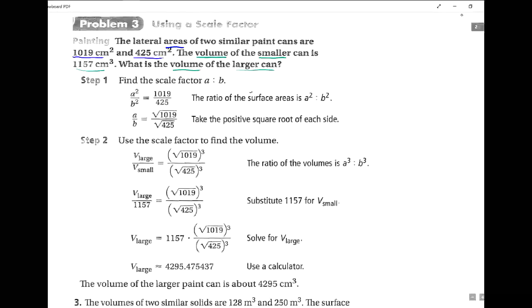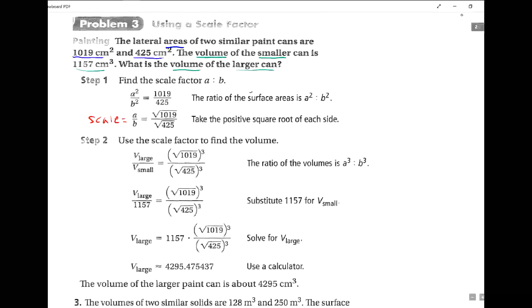We write a proportion. Volume of the large over volume of the small is our scale factor, which is right here. We know our scale, right? And we've left it in radical form, which is just fine. But we have to cube that. So we are cubing the square root. Okay? Your calculator will do that. Make sure that you use your parentheses.